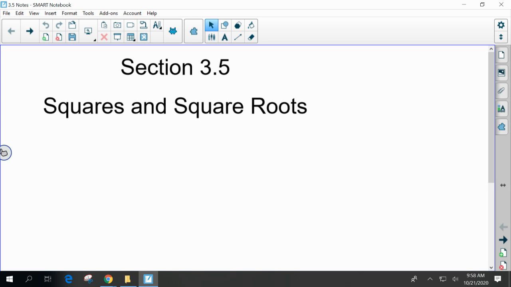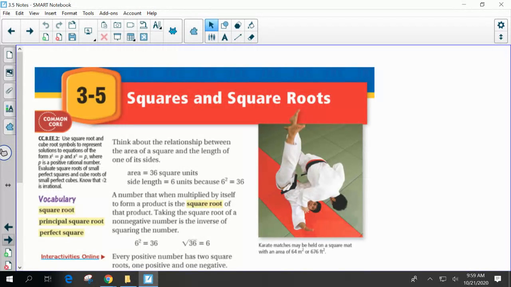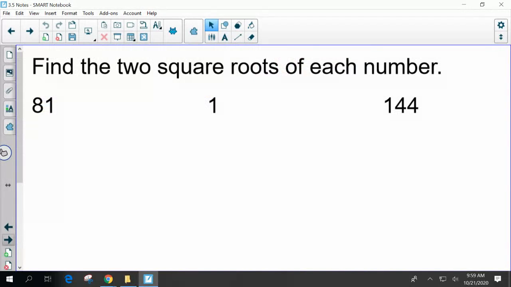So section 3.5, squares and square roots. So we're going to be working with square roots, and it involves learning how to use your calculator. So the thing with square roots is every square root actually has two answers, and the calculator is only going to show you one answer. Okay, so we technically have two answers with a square root. So I'm going to walk you through that.